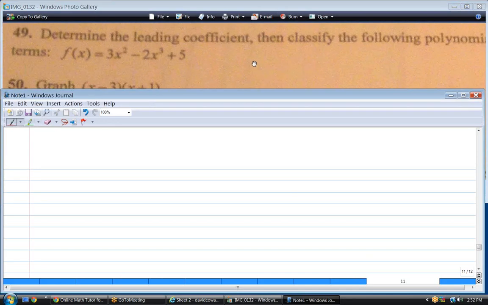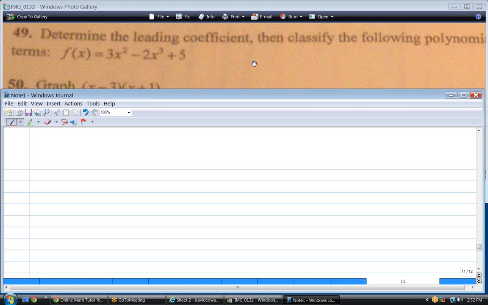Okay, that's pretty straightforward. What's the leading coefficient and what's the classification of the polynomial? Well, it's -2x to the third, and what the classification would be, I always forget these. Would it be a trinomial?